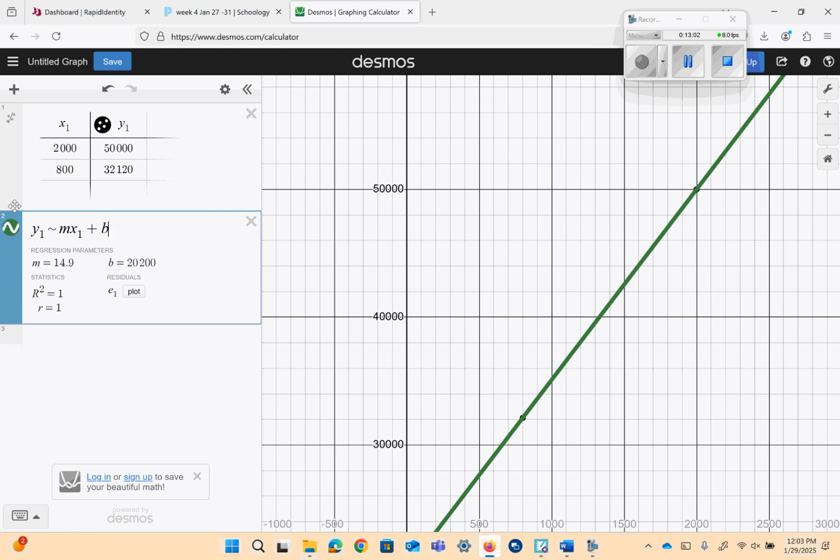It says write the equation for the revenue. Okay, so hang on. I'm going to write this down here, and then I'll show it to Desmos. So my points here are going to give me y equals 14.9x plus 20,200. That's our cost. And our revenue is going to be 54.90x.